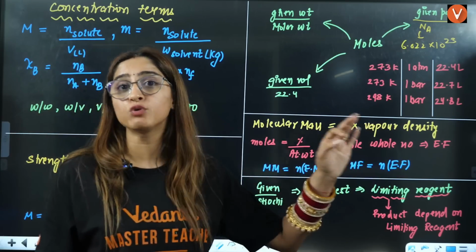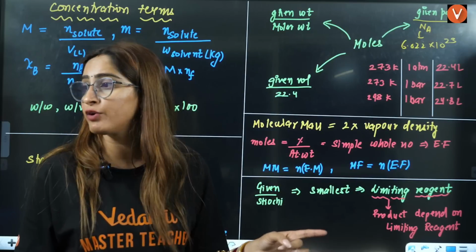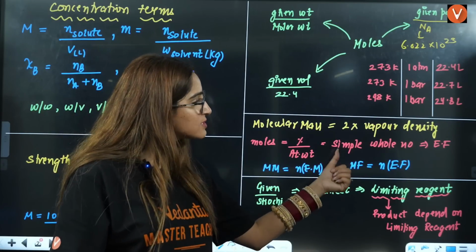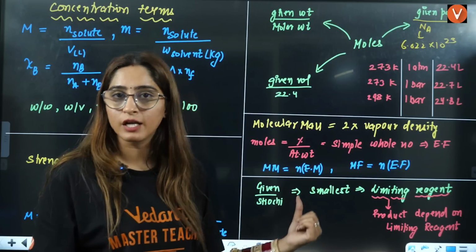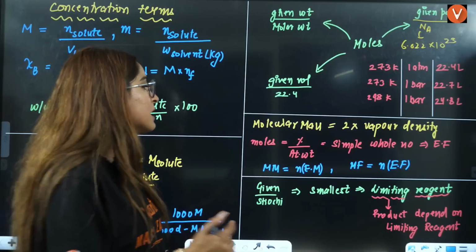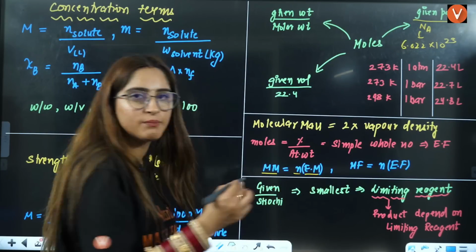Then you convert it into a simple whole number ratio. The simple whole number ratio will give you the empirical formula here. Right? So once you get the simple whole number ratio, you get the empirical formula. From that, you can get the empirical mass also. Now, molar mass is equal to N into empirical mass.